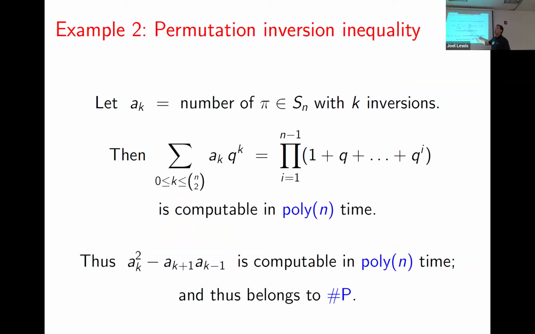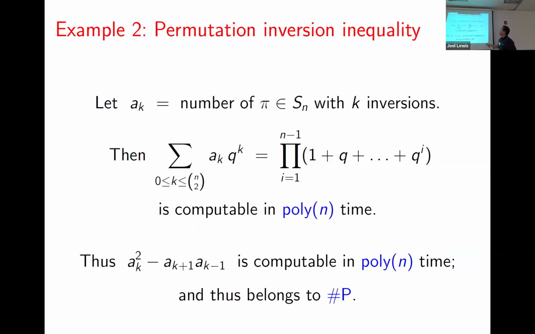The permutation inversion inequality. For this inequality, there is in fact an injective proof by Miklós Bóna, who showed in 2001 that this a_k squared is greater than a_{k-1} times a_{k+1}. And with that, it shows that it belongs to #P. But that's actually an easier argument.